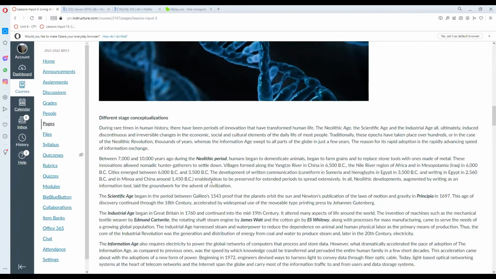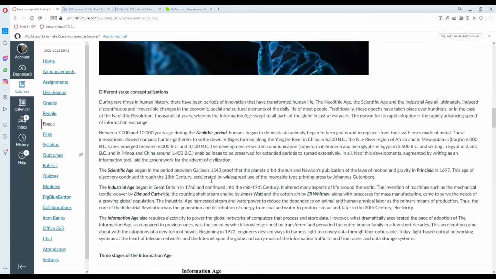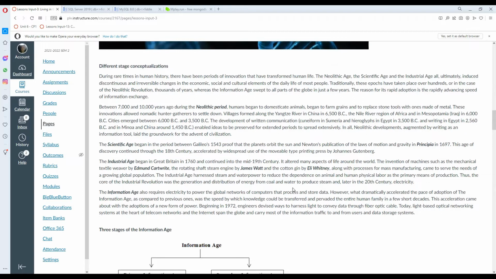Different stage conceptualizations. During rare times in human history, there have been periods of innovation that have transformed human life. The Neolithic Age, Scientific, and Industrial Age all ultimately induced discontinuous and irreversible changes in economic, social, and cultural aspects of the daily life of most people. Traditionally, these epochs have taken place over hundreds, or in the case of the Neolithic Revolution, thousands of years, whereas the Information Age is felt in all parts of the globe in just a few years. The reason for its rapid adaptation is the rapidly advancing speed of information exchange.